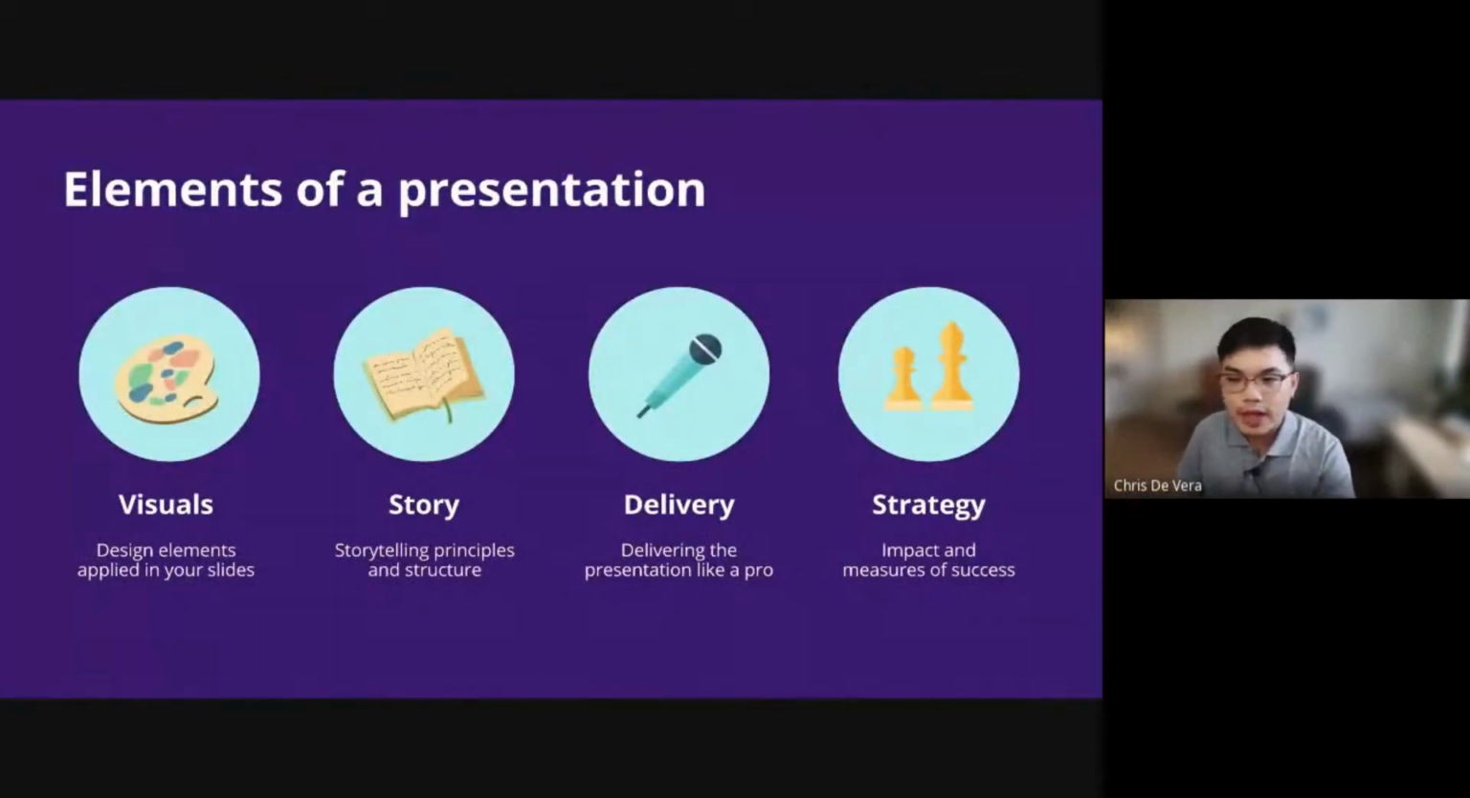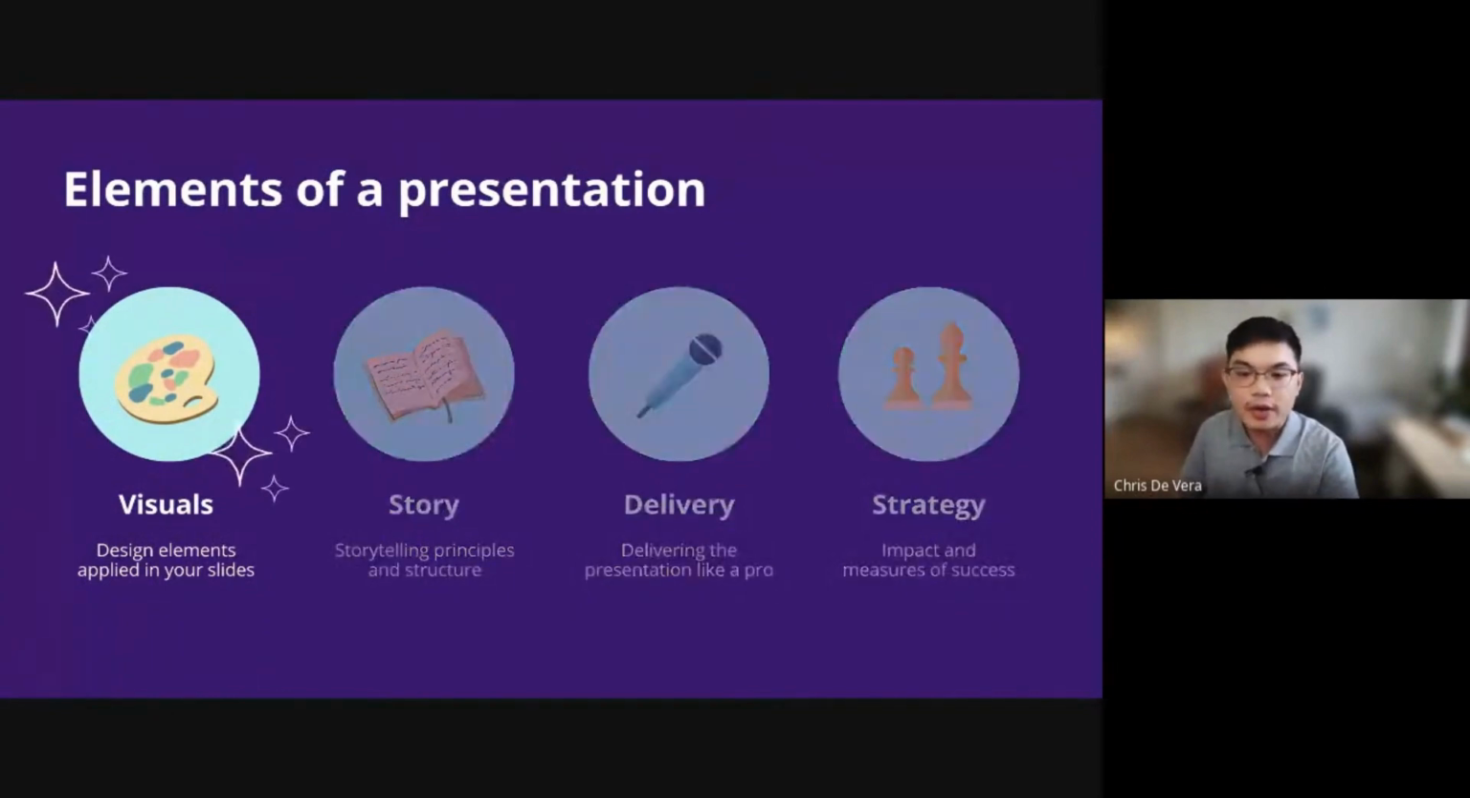So every presentation has these 4 elements. First are your visuals. So these are the design elements on your slides. Second is your story. This is the structure of your presentation. And then, like what I'm doing now, the delivery. So how you deliver the presentation. And lastly, your strategy. So your impact and measures of success. So for today, since we're talking about Canva, I'll be focusing on the visuals. But later, I'll also give some tips on delivery. Okay, so let's talk about the visuals of your presentation.